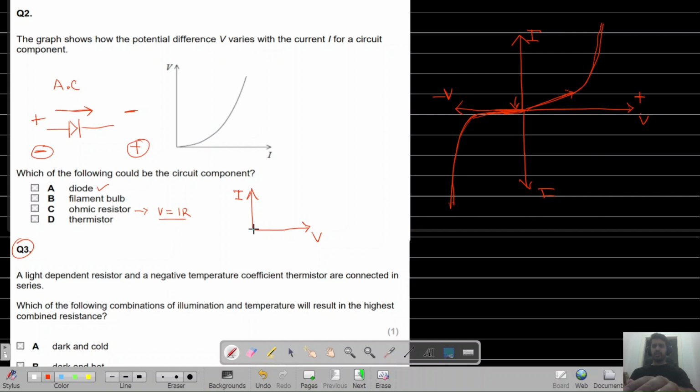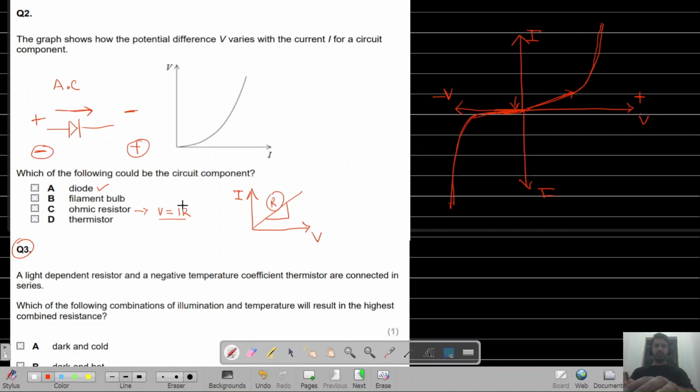The graph for this equation will be a straight line, and the slope, or in this case the inverse of the slope, will be the resistance R. And you can see that since the slope is constant, the resistance is constant for an ohmic resistor. So that's why the graph is a linear straight line.